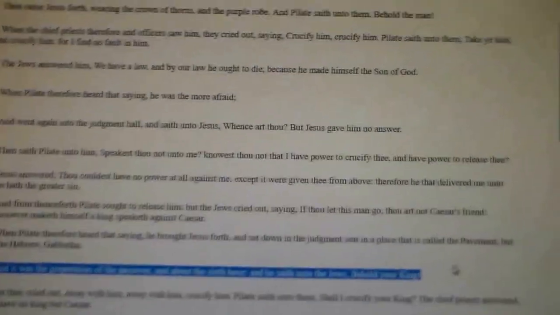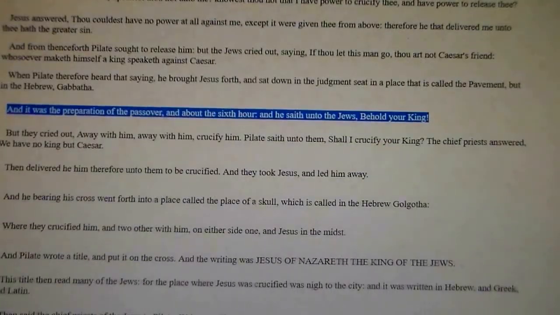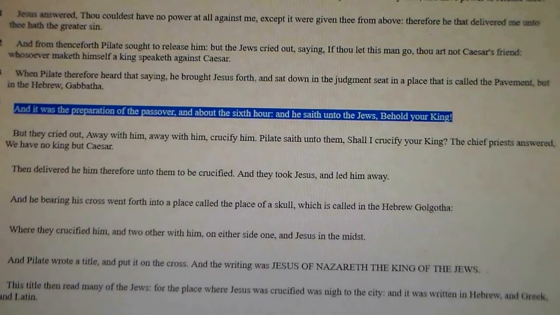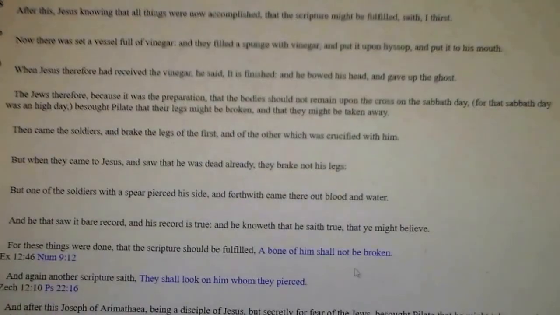that it was a preparation of the Passover, and about the sixth hour, and he says unto the Jews, behold your king. So it was preparation of the Passover. So we know there that Jesus was crucified sometime during the Passover, right?